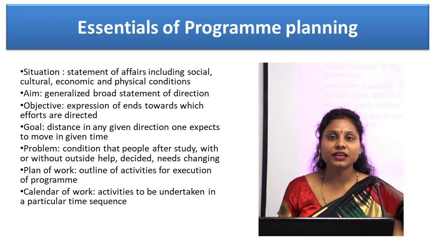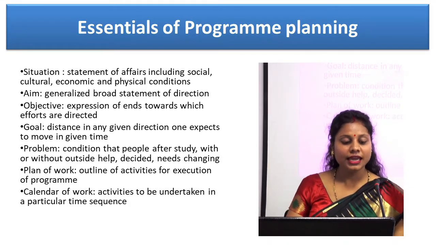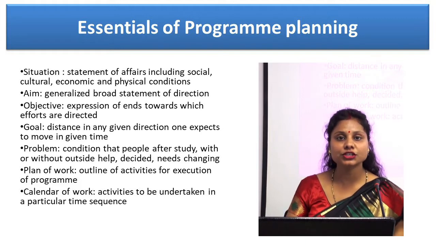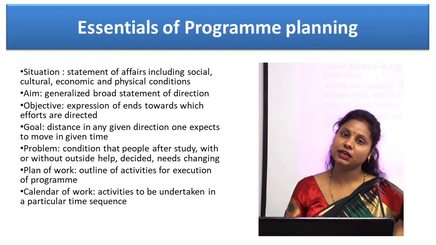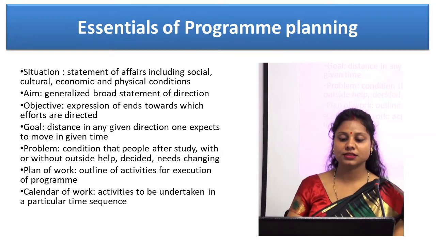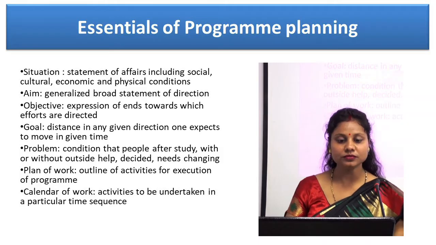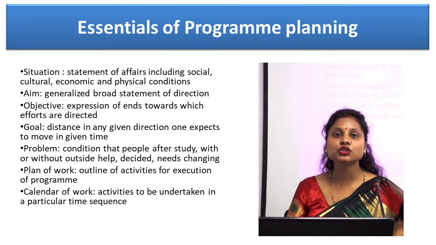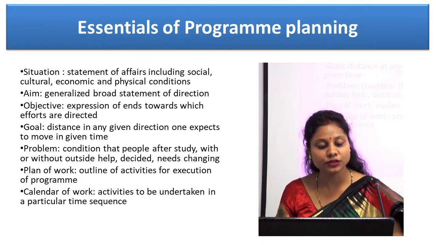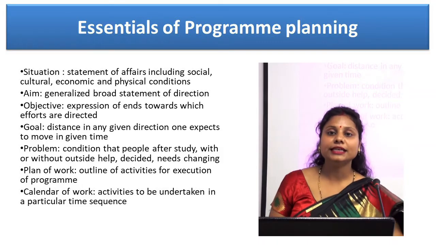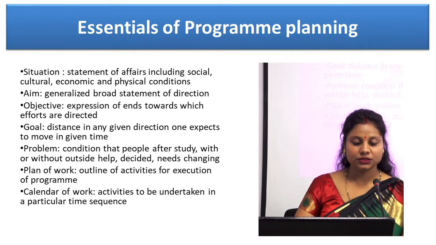The second one being the aim. Aims are generalized and broad statements of direction with respect to given activities. For example, improvement of the farmer's economic condition. The next being the objective. Objectives are the expression of the ends towards which our efforts are directed. For example, to increase the yield of wheat by 20%.